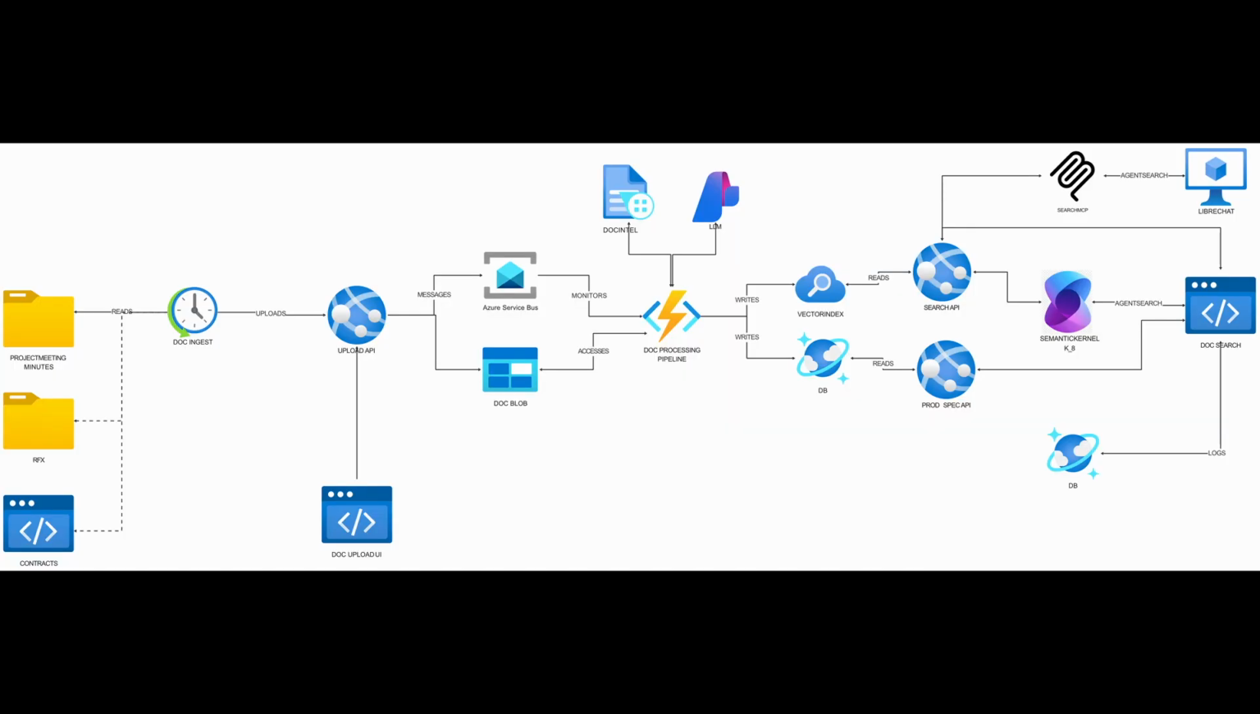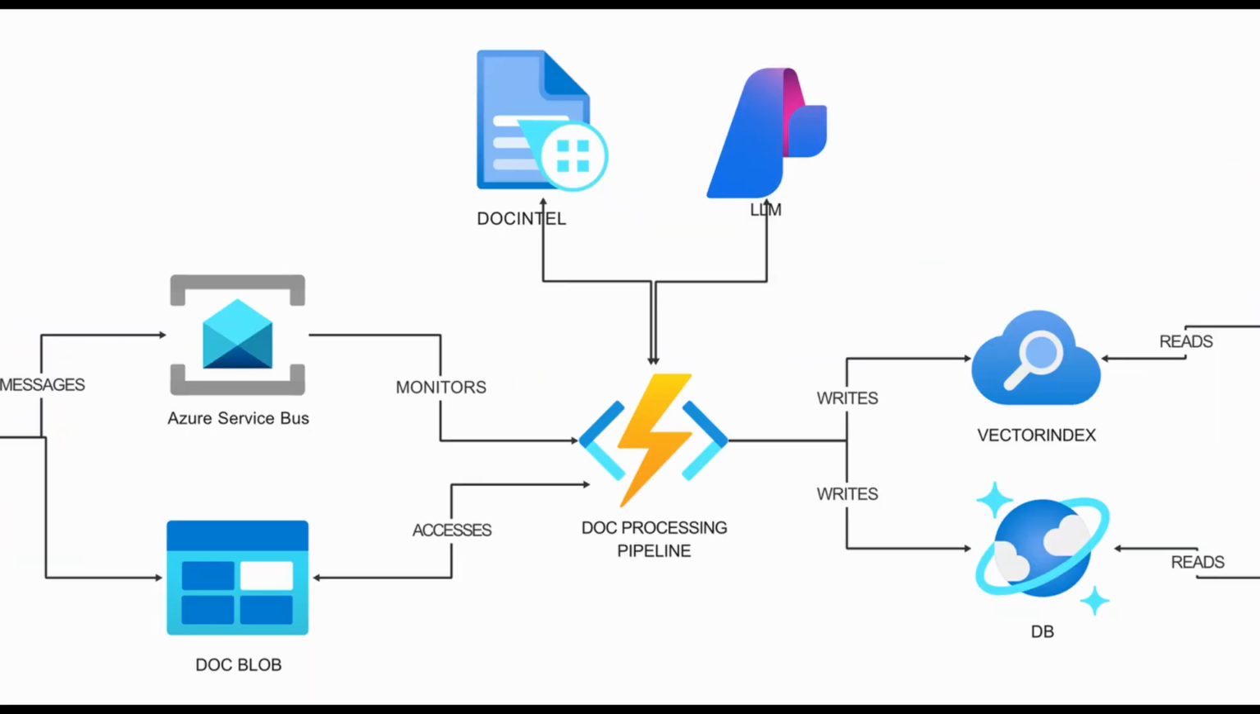Part 6. HKS Document Intelligence, Azure Architecture Diagram. The Document Intelligence System had been designed to read. Its inputs were project meeting minutes, RFX documents, and contracts, the textual residue of decisions already made. These entered through a doc ingest process, passed to an upload API, and from there onto an Azure Service Bus, which Somerville had always found to be a reassuring name for a component whose function was to hold things until they were needed.